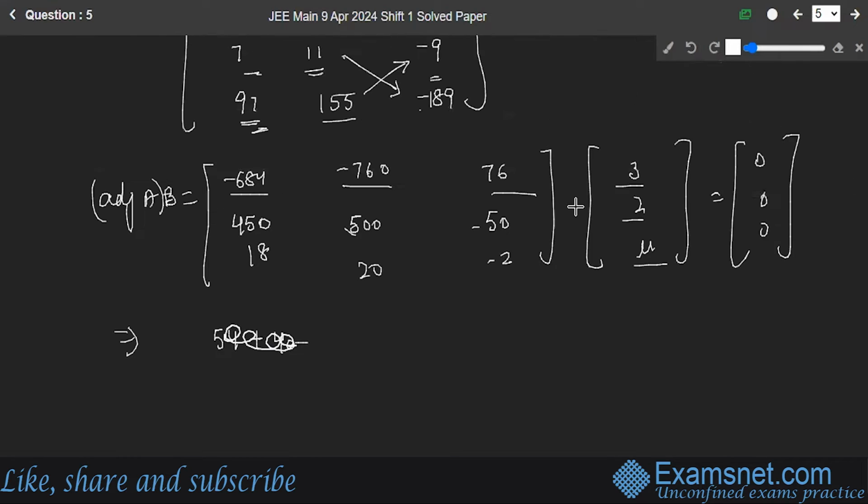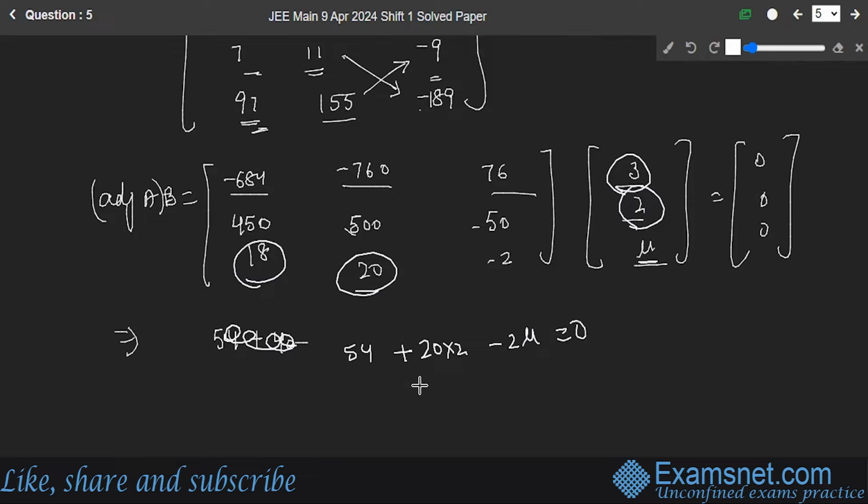So this is equal to, because mu is only over here, right? So this will be 18 into 3, 20 into 2, plus 20 into 2, which is equal to 40, minus 2 mu is equal to 0. This gives you 2 mu is equal to 94, or you get the value of mu as 47.